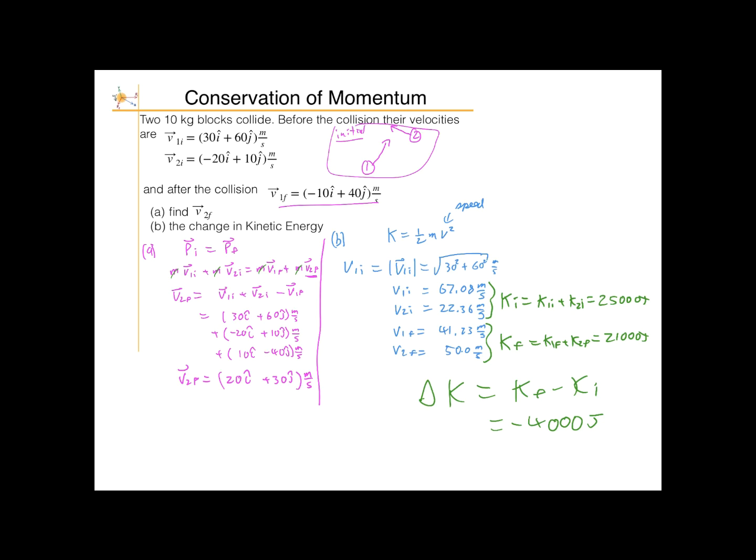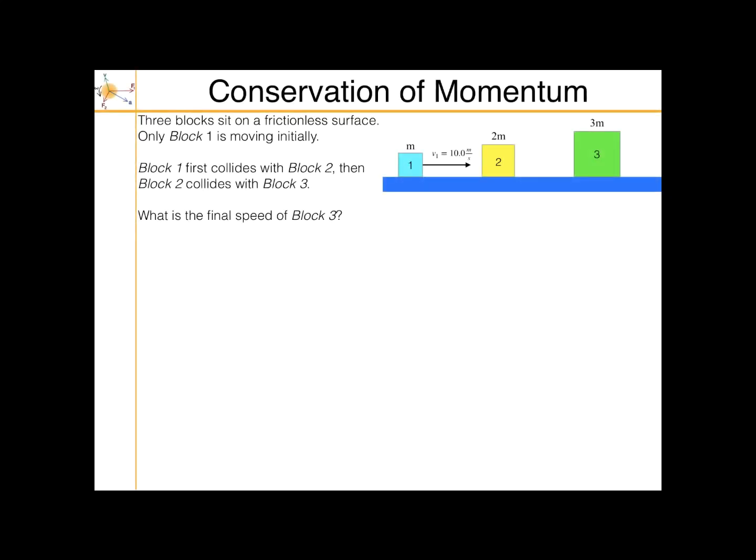Okay, I'd like to do one last problem. This is a fun one, quote unquote. So we have 3 blocks on a frictionless surface. Block 1 has mass m, block 2 has mass 2m, block 3 has mass 3m. The first block has a speed of 10 meters per second. Block 1 collides with block 2, then block 2 collides with block 3, and it's asking what is the final speed of the whole thing after the 2 collisions.